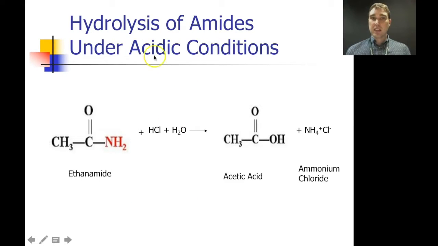So under acidic conditions, here we're using hydrochloric acid. If we have a look at ethanamide here, the product we get is acetic acid and we get an ammonium salt. In this case, it's ammonium chloride. So under acidic conditions, you get the acid being returned and you get an ammonium salt.